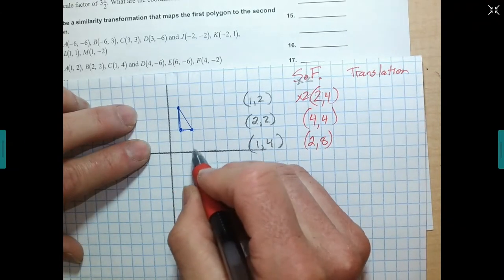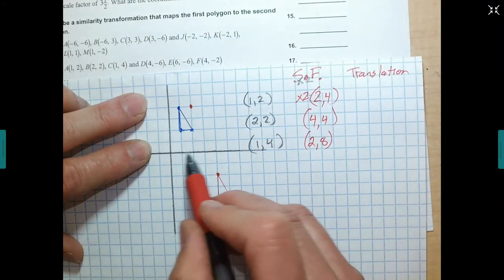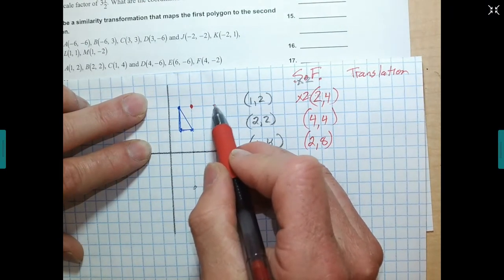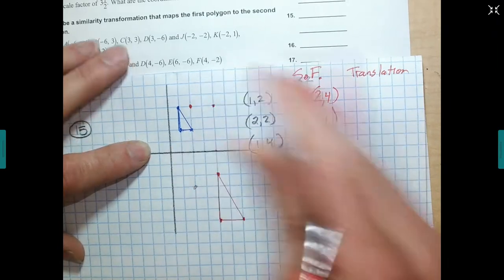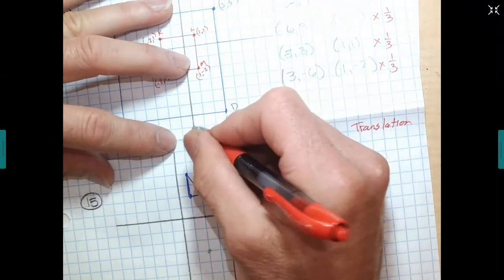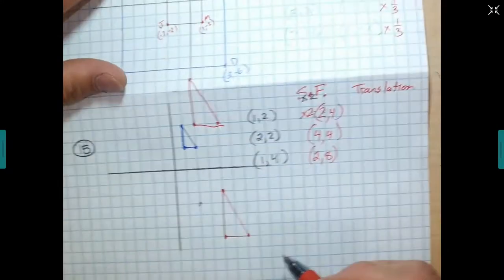So 1, 2; 1, 2, 3, 4. 1, 2, 3, 4. 1, 2, 3, 4. And then 1, 2, and then up to 8. 1, 2, 3, 4, 5, 6, 7, 8. So now I've got the right size. Now I just have to move it.